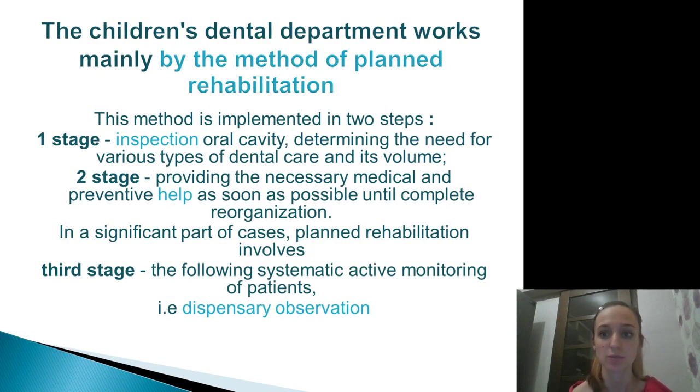The children's dental department works mainly by the method of planned rehabilitation. This method is implemented in two steps. The first stage is inspection of the oral cavity, a dental examination, to determine the need for various types of dental care and its volume. The second stage is providing the necessary medical and preventive help as soon as possible until complete rehabilitation. And the third stage is systematic active monitoring of the patient. It is dispensary observation.